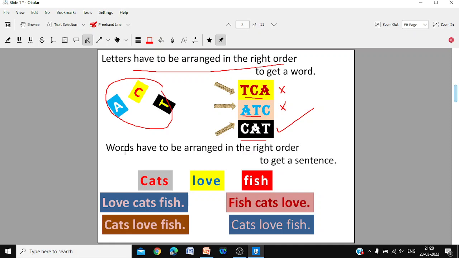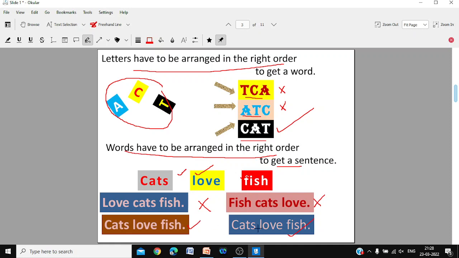Similarly, words have to be arranged in the right order. Otherwise, we will not get a sentence. We have three words. Here we are arranging: love, cats, fish. Meaningless. Fish, cats, love. Meaningless. Cats love fish. These two are meaningful. Both, of course, are the same.